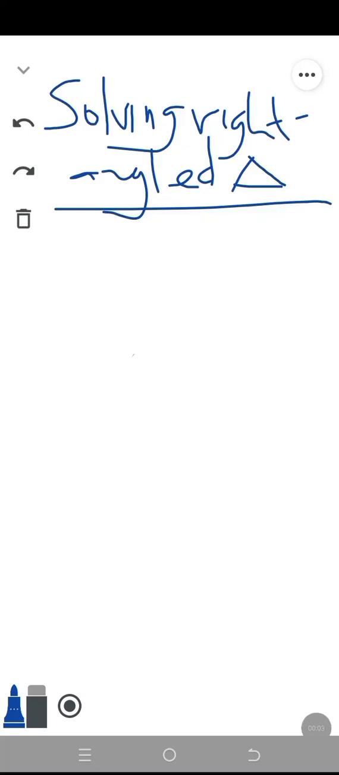Solving right angled triangles. So this is where we are now. We want to learn how to solve right angled triangles.